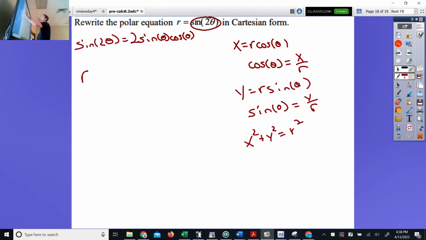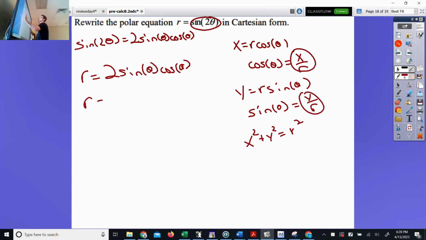The first thing I have to do is plug that in. Now, these don't say 2r sine, 2r cosine. This can be done though. r is 2, sine of theta is y over r, cosine of theta is x over r. That can be done. So r is 2yx over r squared.